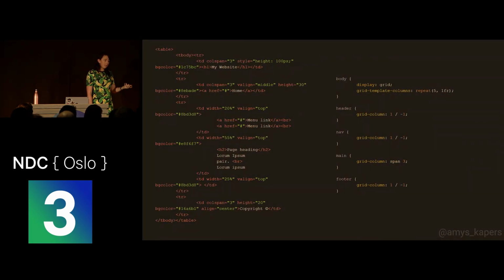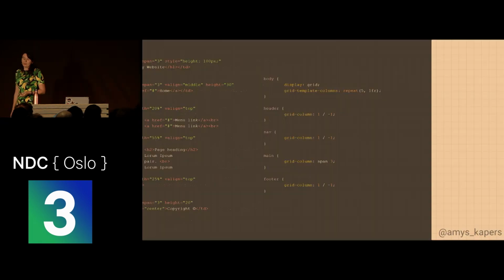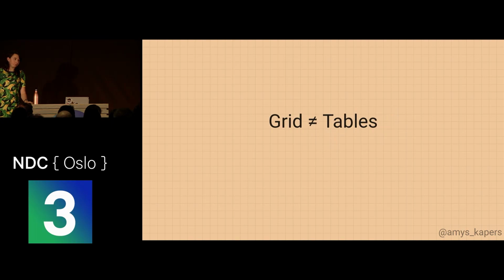But everybody started asking the question, well, isn't this just what we already had with tables? Isn't Grid just a newer, fancier version of the table layout we'd been scoffing at for years? No. CSS Grid is specifically built for creating layouts. It's designed for this use rather than tables, which we used as a hack.